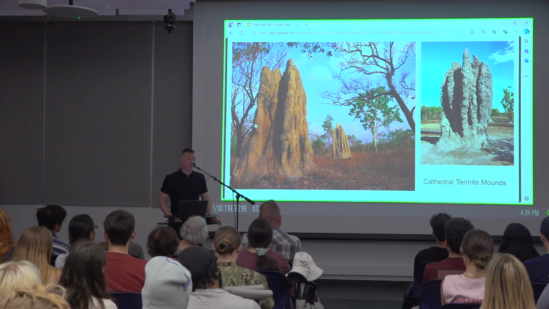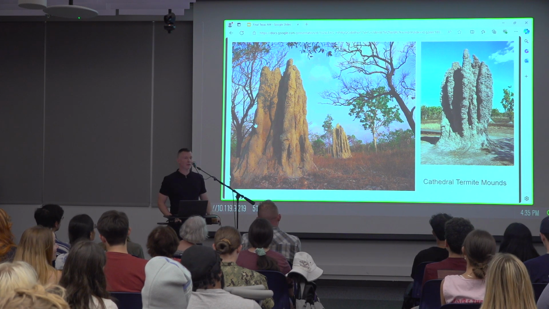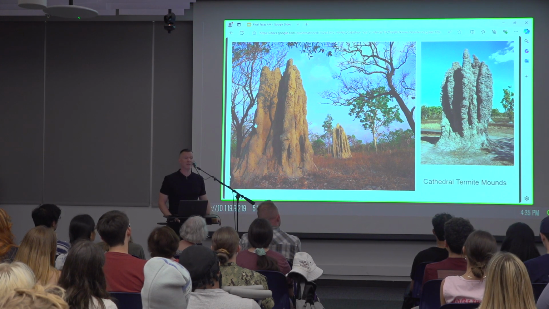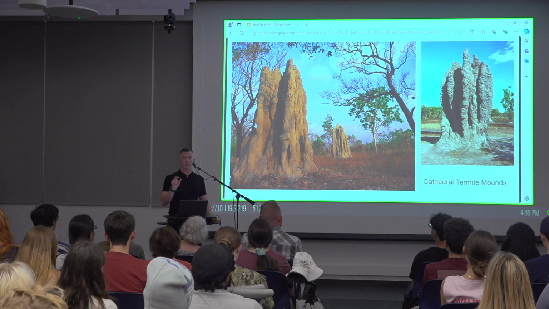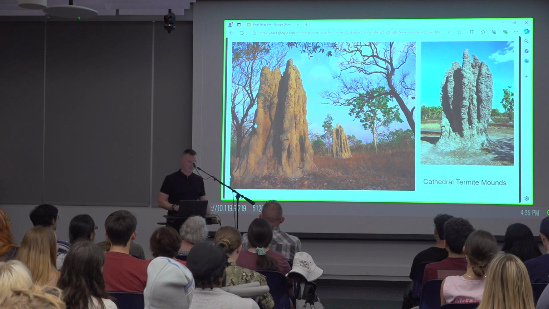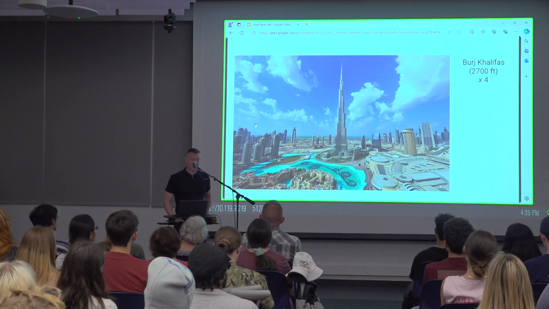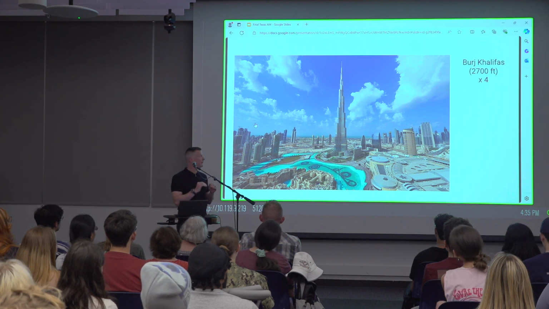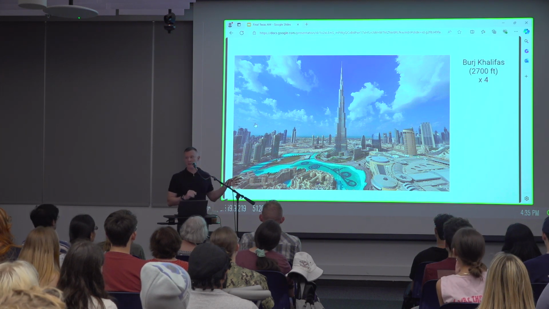So these are cathedral termite mounds. They live in Australia, or they're in Australia. And some of these mounds can be anywhere between 15 and 23 feet tall. And it's pretty crazy considering that the builders of these things are about 3 millimeters long. That's basically the equivalent of humans stacking the tallest building in the world 4 times end to end. And I don't know how many tall stories that is, but.